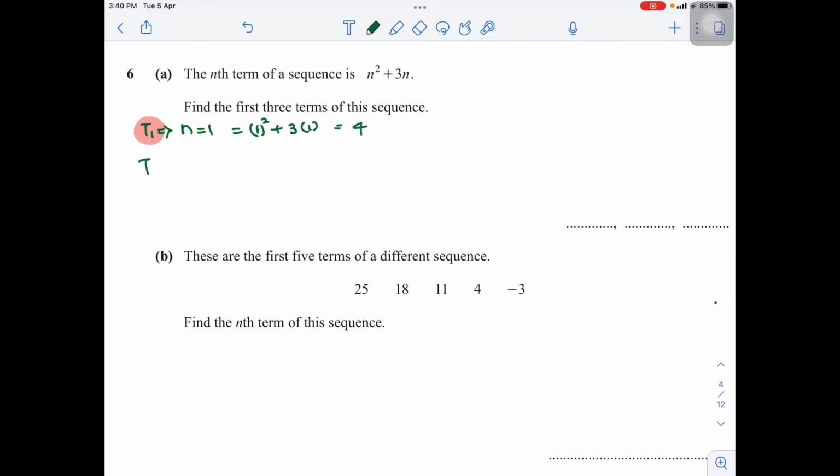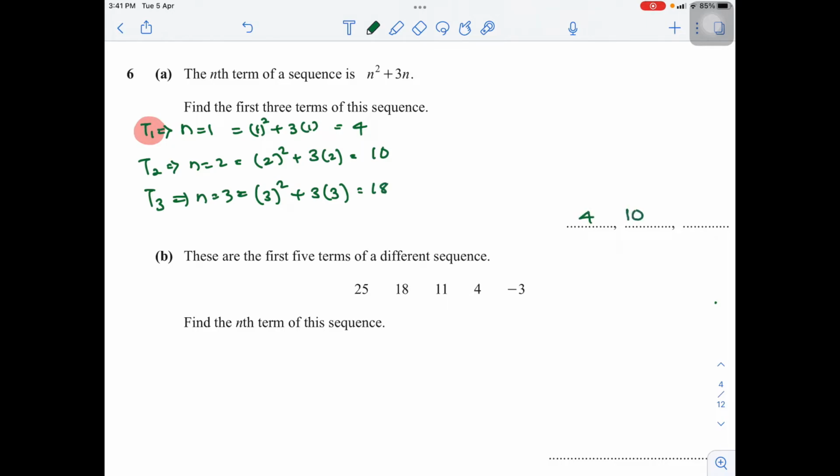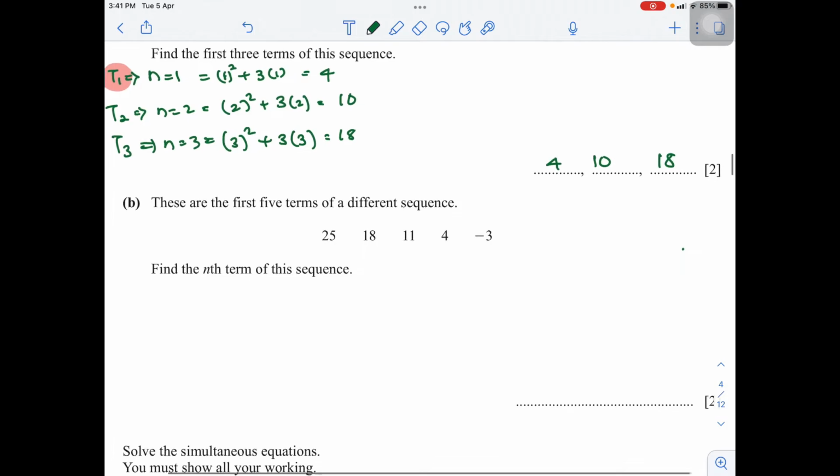4. T2, term 2, n is 2. 2 squared plus 3 times 2. 4 plus 6, 10. T3, n is 3. 3 squared, 3 times 3. 9 plus 9, 18. So the terms are 4, 10, 18.